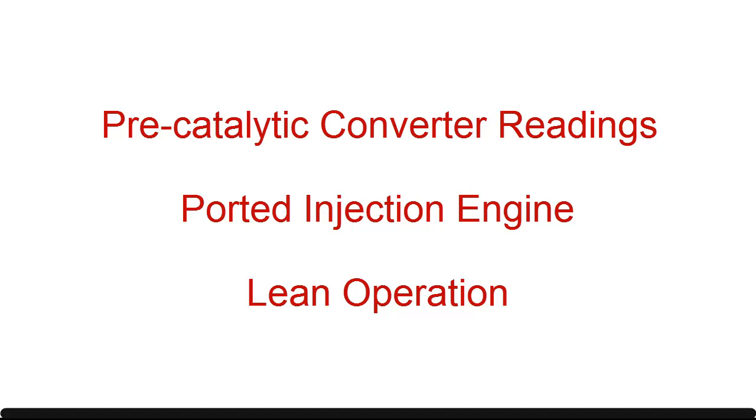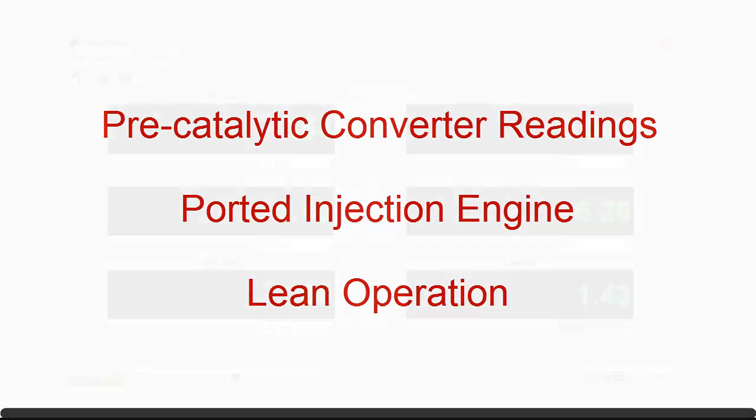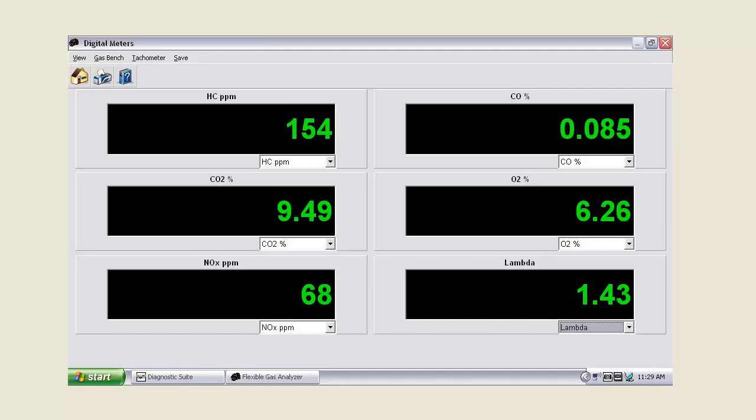The engine is now running lean of stoichiometric. At 2500 RPM, hydrocarbons 154 parts per million, carbon monoxide 0.085%, NOx 68 parts per million, carbon dioxide 9.49%, oxygen 6.26%, lambda 1.43.